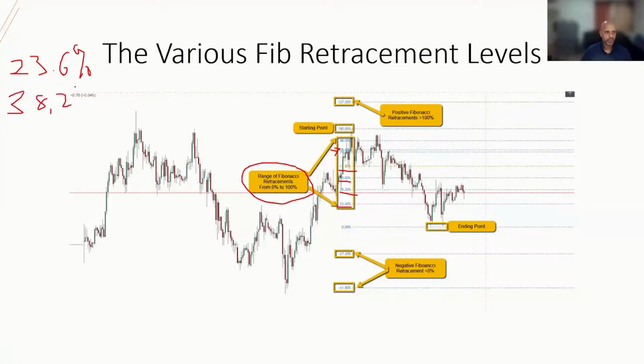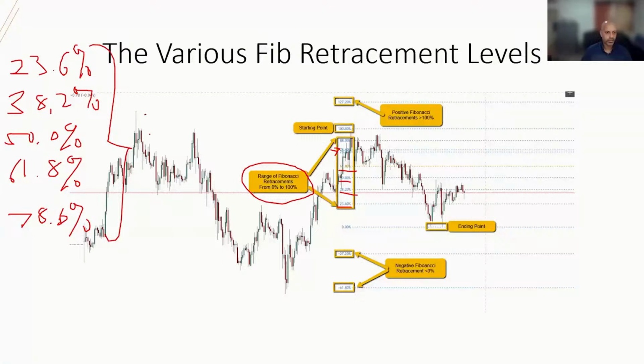38.2%, 50%, 61.8, which is the golden ratio, of course, and we end up with 78.6%. So do take note, these are the 5 key retracement levels: 1, 2, 3, 4, 5. 23.6%, 38.2%, 50%, the golden ratio 61.8%, and of course the 78.6%.